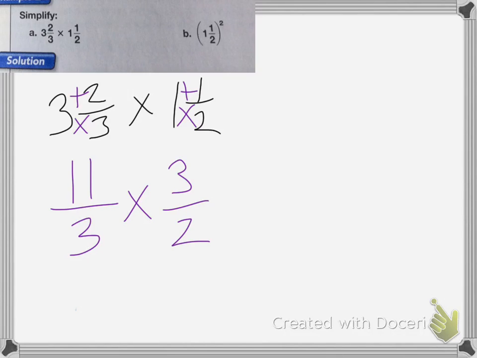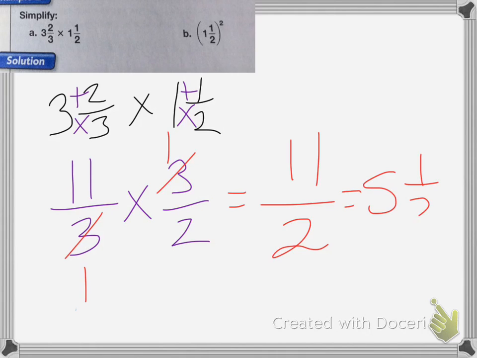In this case, I can reduce before multiplying, so I'm going to cancel these 3's. They'll become 1's. So 11 times 1 is 11. 1 times 2 is 2. So 11 halves, which changes into 5 1/2.